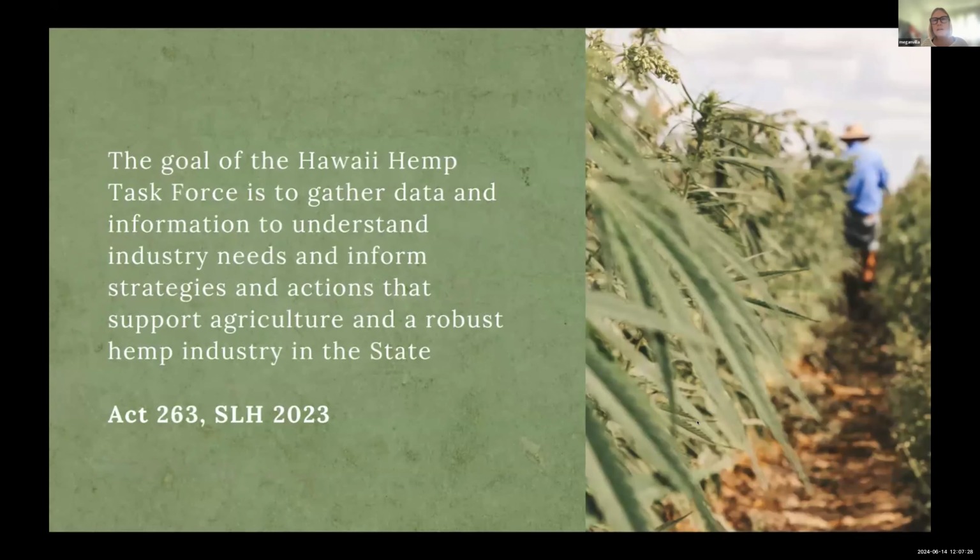First, I just wanted to talk about what the goal of this task force is. The goal of the Hawaii Hemp Task Force is to gather data and information to understand industry needs and inform strategies and actions that support agriculture and a robust hemp industry in the state. And this is all coming from Act 263. We're going by this act, and we went through the whole thing and highlighted everything. This report is based off of what's in this act.